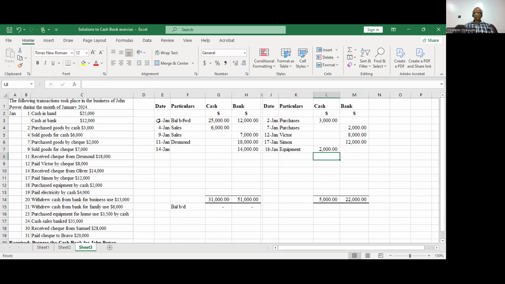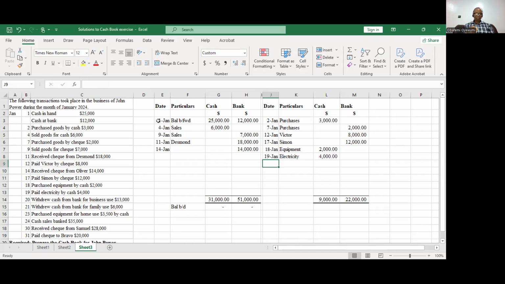All right. So we move on to the next transaction. Paid electricity, 19th of January. So you're going to have electricity there as a payment for that particular transaction. They're going to be recording it on the credit side because it was payment. Paid electricity, how much? 4,000 by cash. So you go to your cash column and you record electricity there. Then let's go to the next transaction.